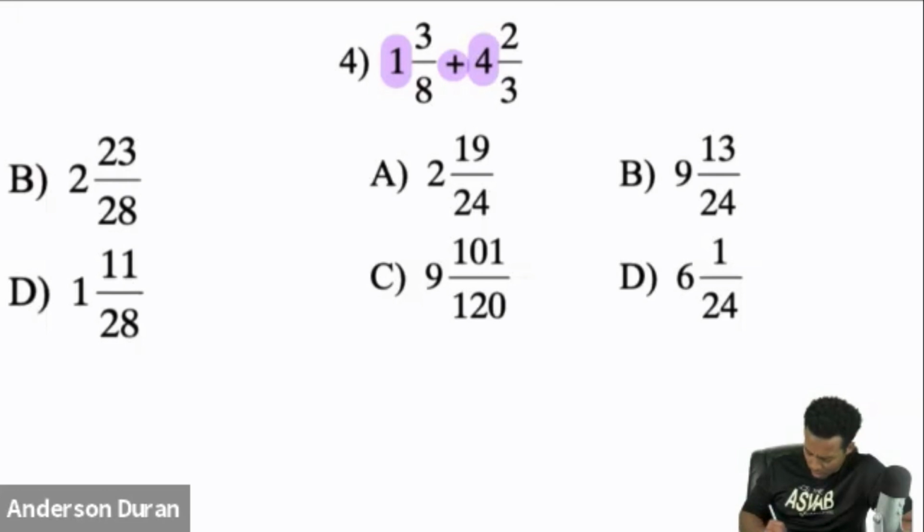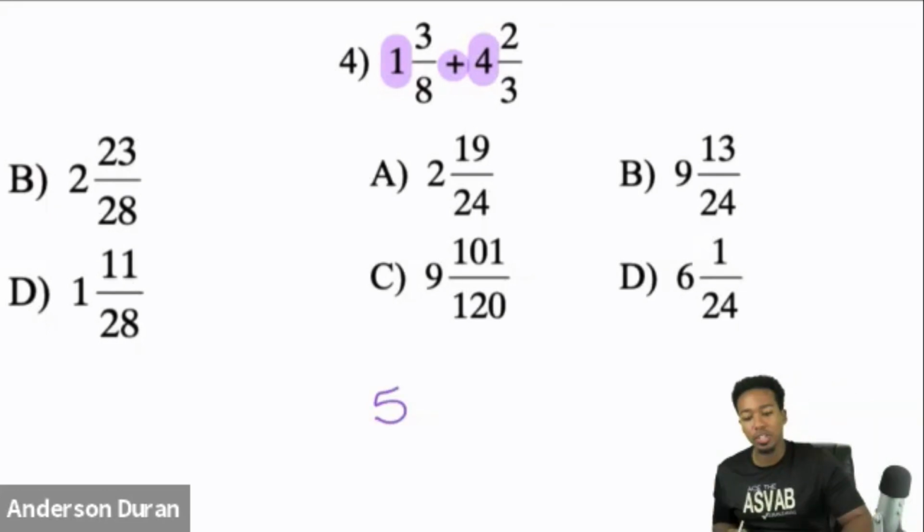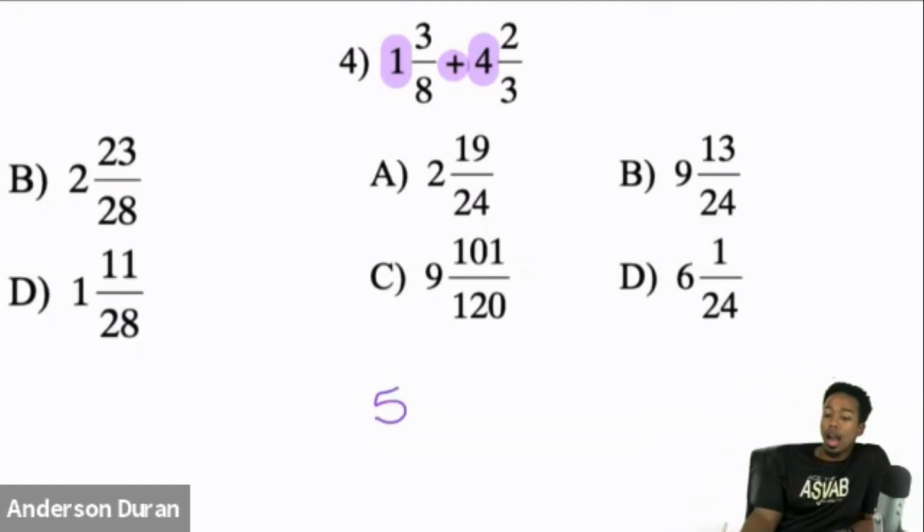Right, 1 plus 4 is going to give me 5. So I'm going to teach everyone here a very important lesson when it comes to test taking. I'm going to tell you right now that just based off of that, I know what the answer is. Everybody, the answer here is going to be D, 6 and 1/24. I know that that's going to be the answer automatically.